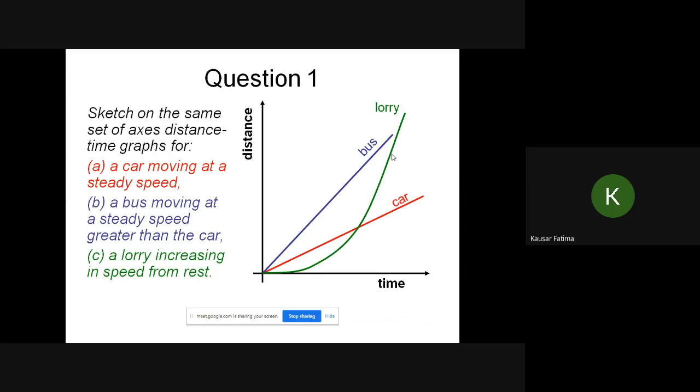So if you divide this whole graph of this lorry into three parts, like in the beginning here, then in this part and this part, you will get three values of gradient. So the gradient of the moving lorry is not the same. Okay, so it is not a constant gradient, so it is having increasing speed.